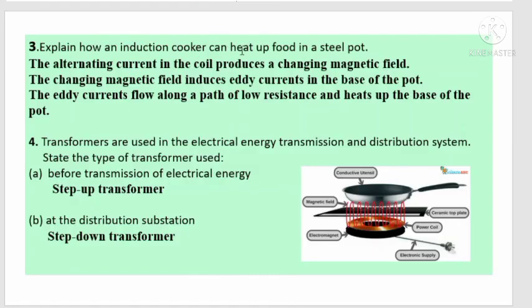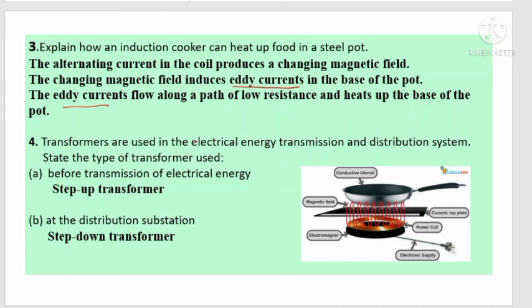Number 3, explain how an induction cooker can heat up food in a steel pot. The alternating current in the coil produces a changing magnetic field. The changing magnetic field induces eddy current in the base of the pot. The eddy current flows along a path of low resistance and heats up the base of the pot. So this is how it works.